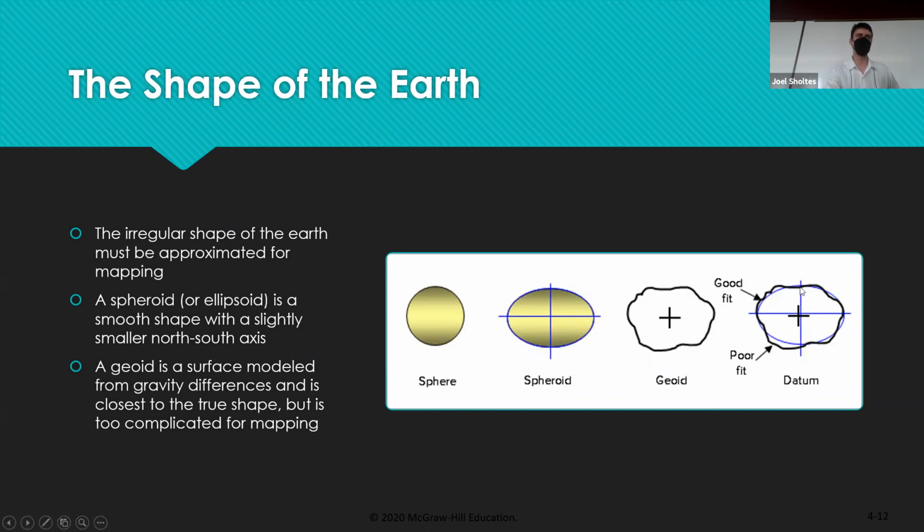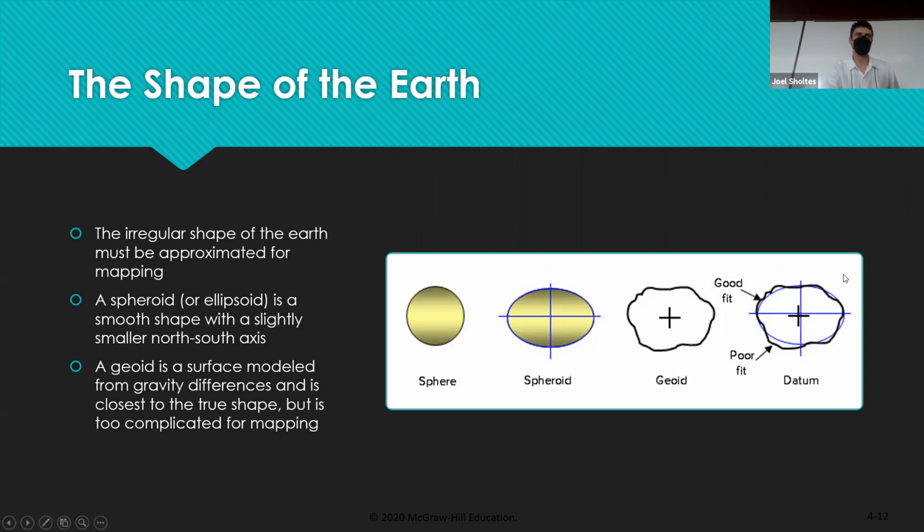So what we do then is we fit this ellipsoid to the actual shape of the Earth as best as we can. It's not going to be a perfect fit. If the blue is our ellipsoid and it has a center, the actual center of the Earth is going to be a little bit off from that, because we're trying to fit it to the whole planet.